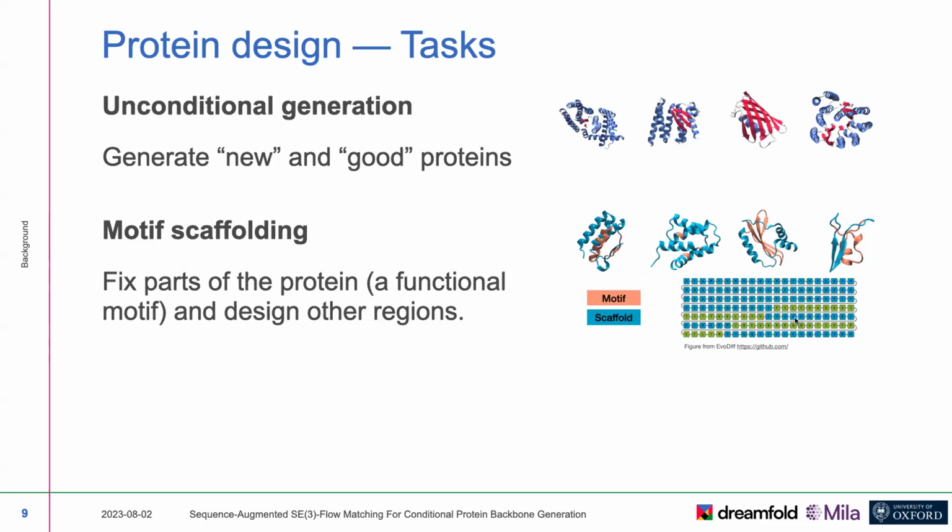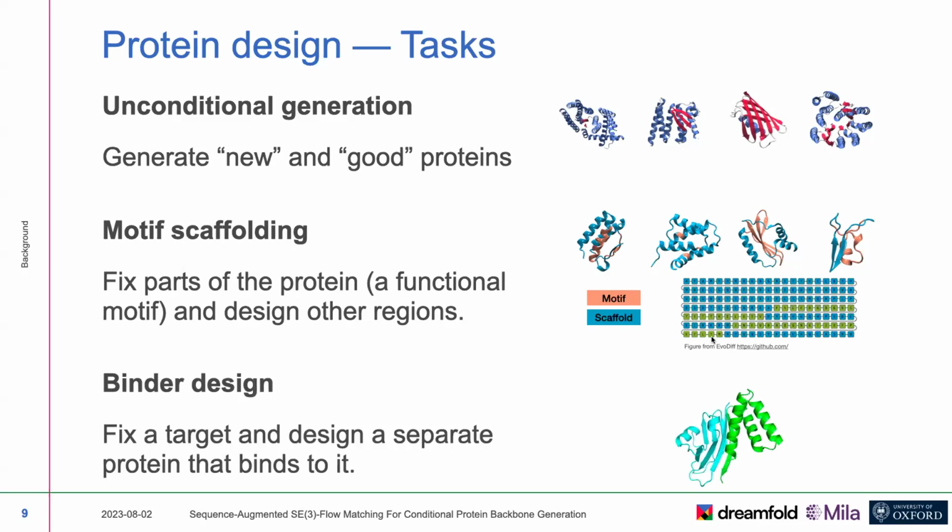And the same task applies also in sequence space. For example, this is taken from EvoDiff, a diffusion model for sequences, where they fix part of the sequence and they design the rest of the sequence. And this also follows the idea for binder design, where we want to fix a target and we want to create a protein from noise that will bind to this target. And so these are the main tasks we are interested in. And the paper will present mainly results on motif scaffolding and unconditional generation. And as a next step, the binder design task.